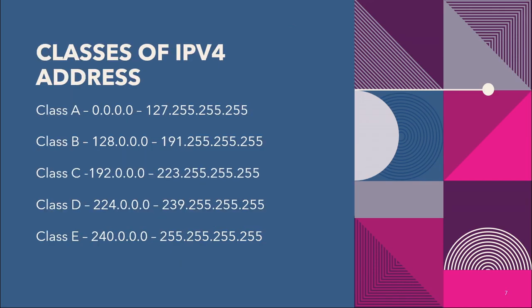So let's move to the next one. So here now are the different classes of an IP address. We have class A. Class A IP addresses range from 0.0.0.0 to 127.255.255.255. Then class B IP addresses range from 128.0.0.0 to 191.255. Any IP address that you see within these ranges, you can easily distinguish where it fits in these classes of IP address.